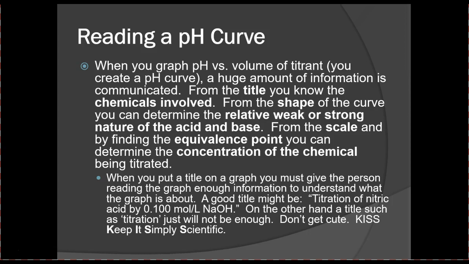So when you read a pH curve, you are reading basically a graph of pH versus volume of the titrant. A huge amount of information is communicated from one of these graphs. From the title, you should know the chemical or chemicals involved.